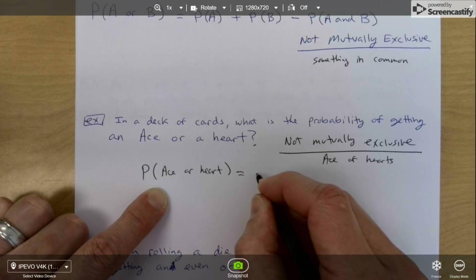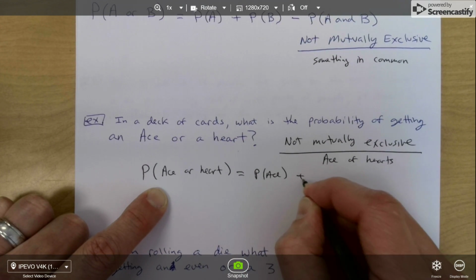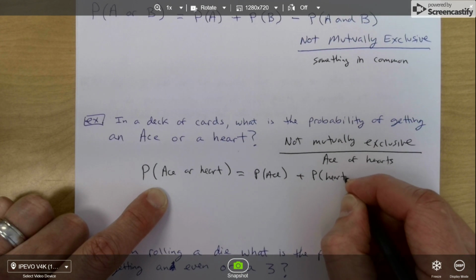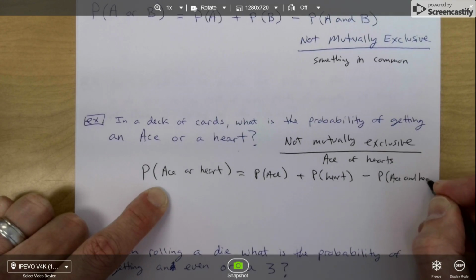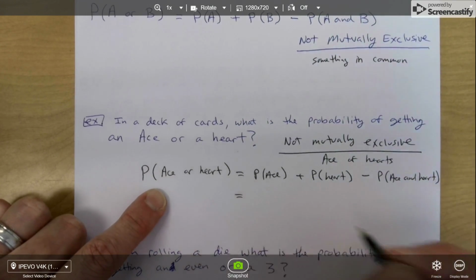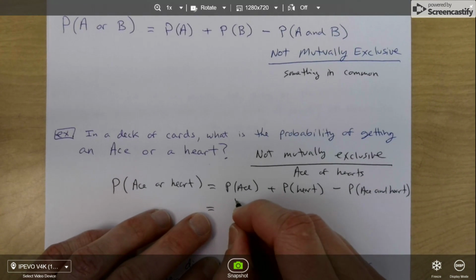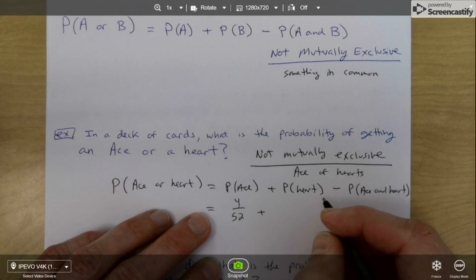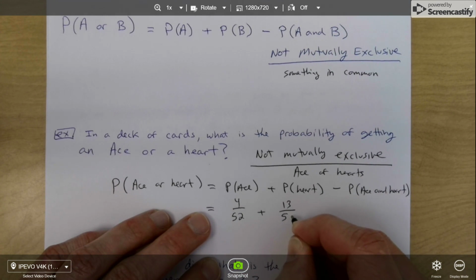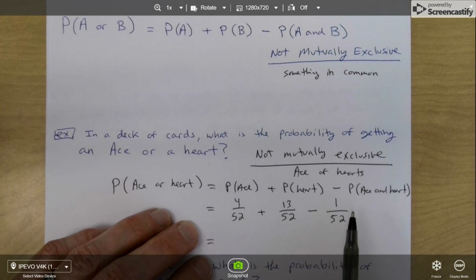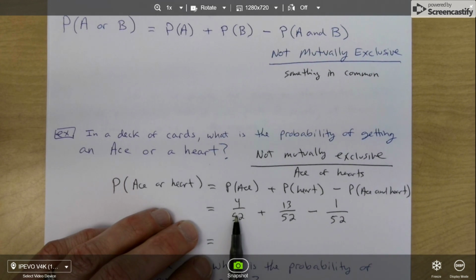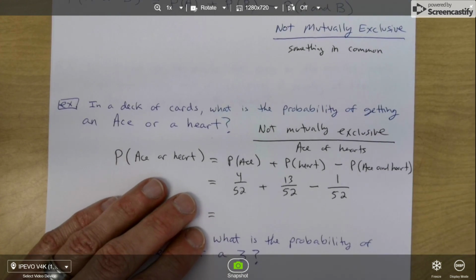So here's how we figure this out. We say, hey, what's the probability of an ace, right? Plus, what's the probability of getting a heart? And then minus the probability of getting an ace and a heart. Well, the probability of an ace, there are 4 aces in a deck. So that's 4 over 52. There are 13 hearts in a deck. That's 13 over 52. And there is one card that is both an ace and a heart. So you have to subtract that. The reason we do this is because that ace and heart are counted in this number and they're counted in this one. So we have to subtract one of those away so we don't count it twice.